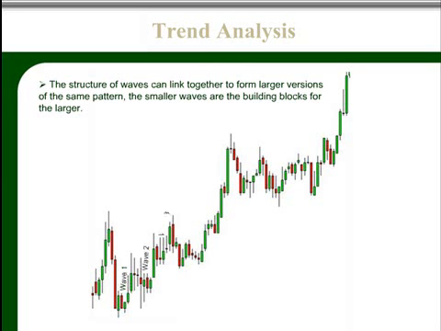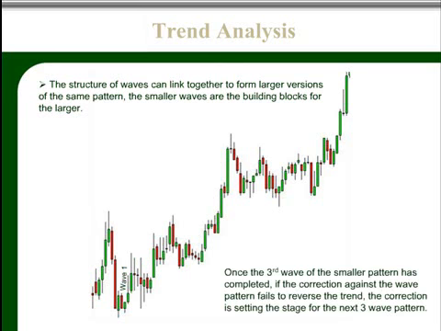The structure of waves can link together to form larger versions of the same pattern. The smaller waves are the building blocks for the larger. Once the third wave of the smaller pattern has completed, if the correction against the wave pattern fails to reverse the trend, this correction is setting the stage for the next 3-wave pattern.